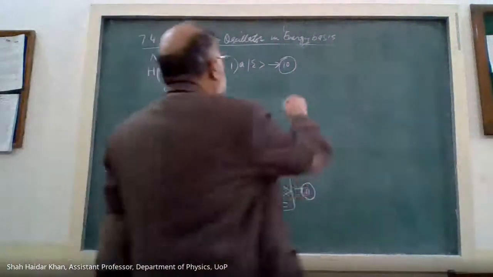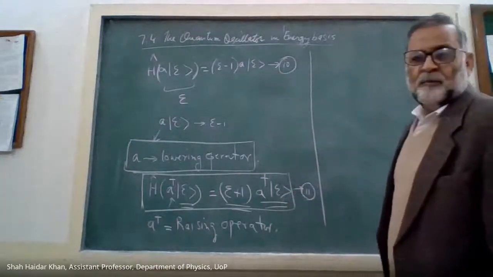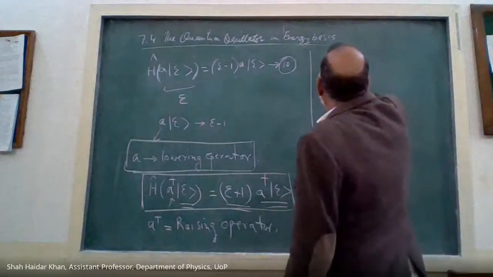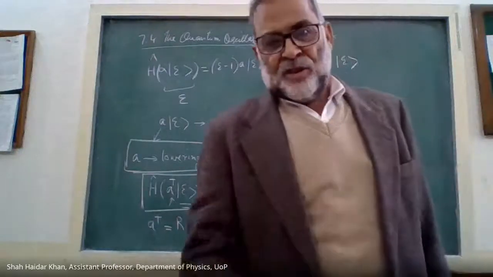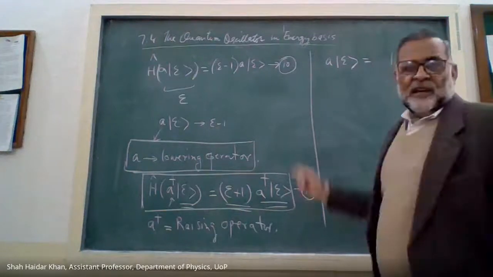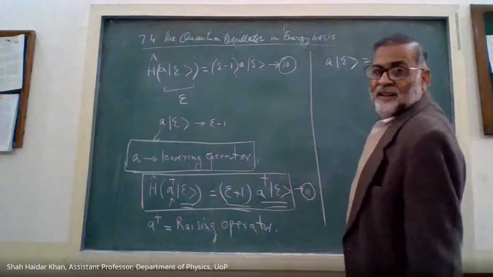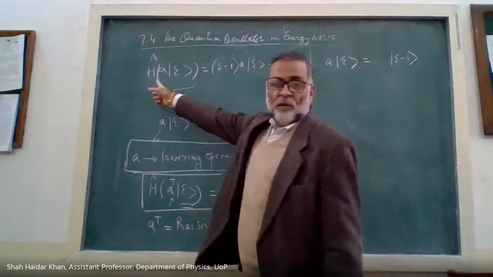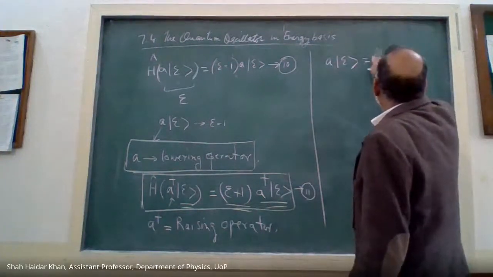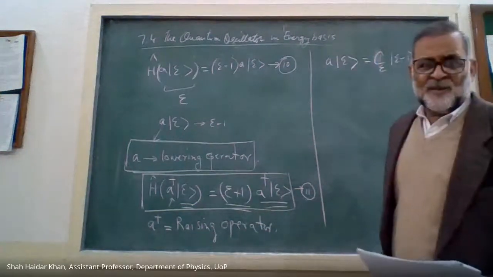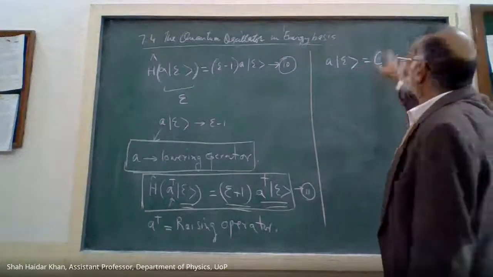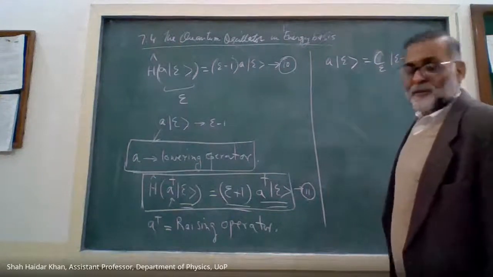Okay. So from equation 10, we can say that A actually generates a new state. We say A applies this, and it generates a new state with energy epsilon minus 1, and that is the eigenvalue of the Hamiltonian. But what is this constant here? We don't know that constant yet. We said there is some constant in the energy basis related to the energy epsilon minus 1.